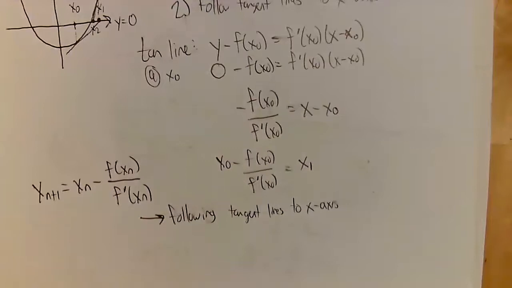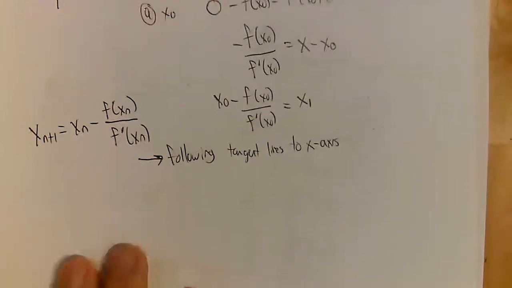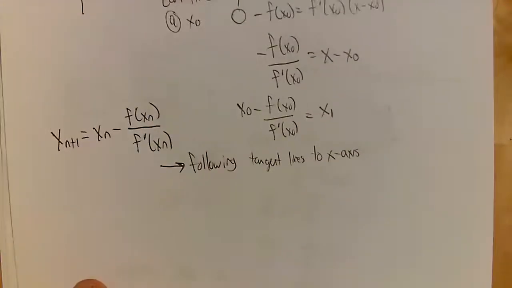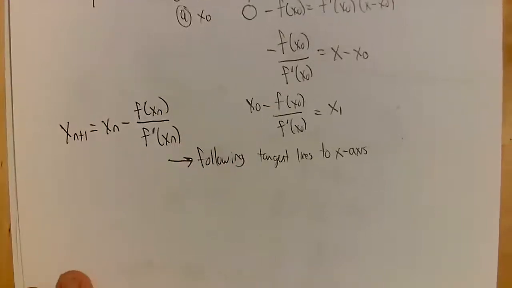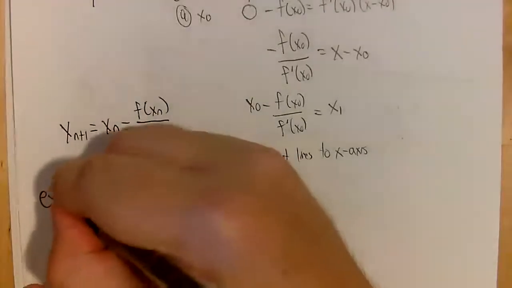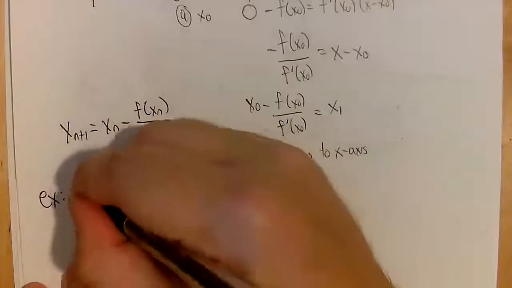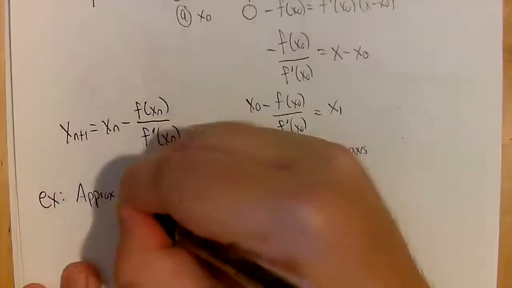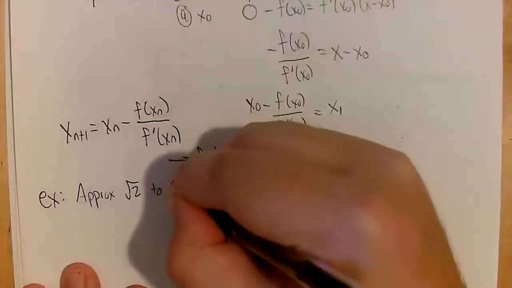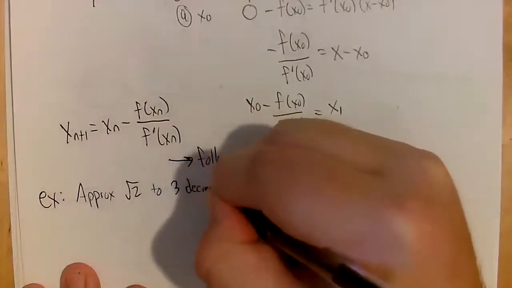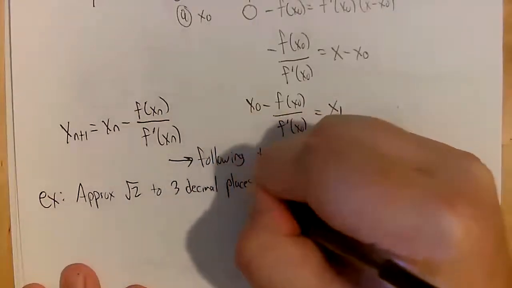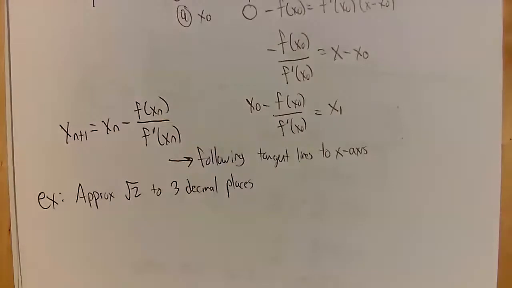All right, so that's how we perform Newton's method. So let's go ahead and take a look at the examples we presented in the beginning of class here. So let's say we want to approximate the square root of 2 to 3 decimal places. So we want to make sure that at least the first 3 decimal places are going to be correct for our square root of 2. All right, now how do we do this?